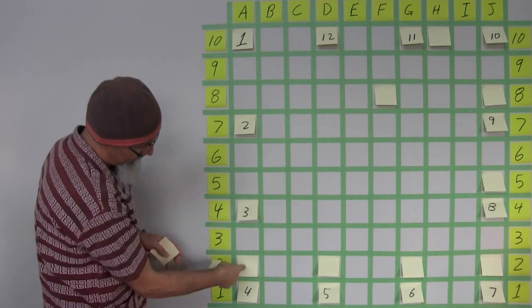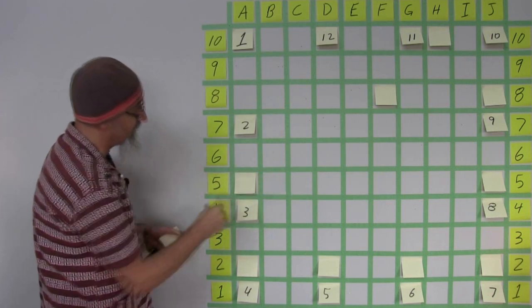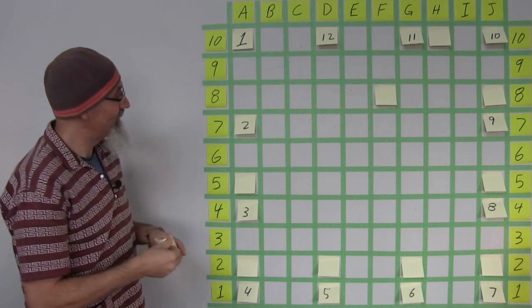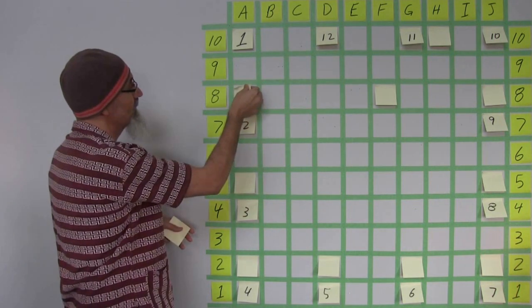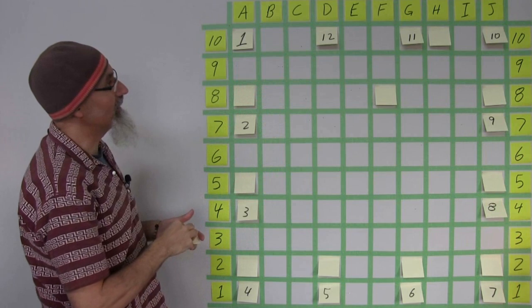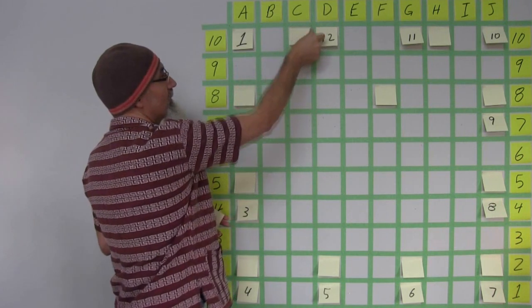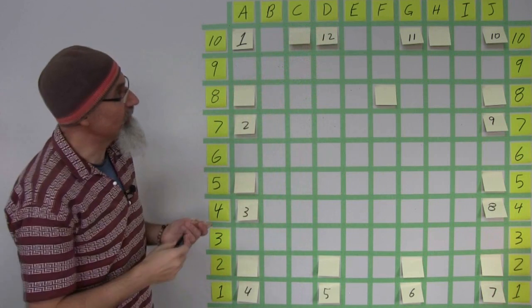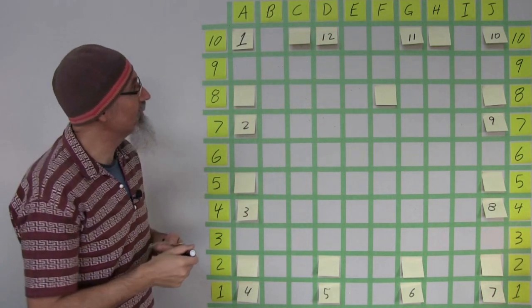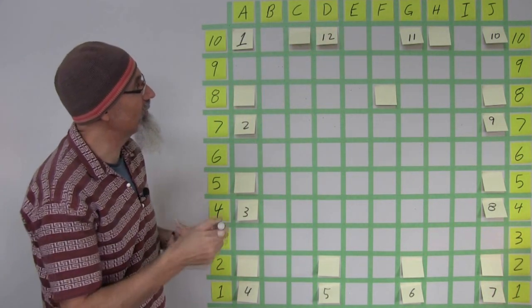21, oops, 21, almost made a mistake, right. 22, and since we're going around, why not, 23. So I'm going to put these numbers in before we go any further. That way I don't lose track of where we are, right?